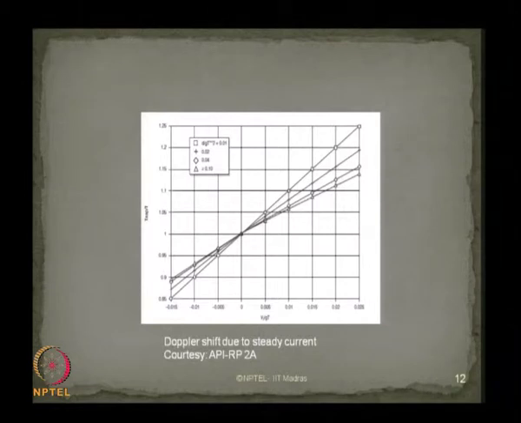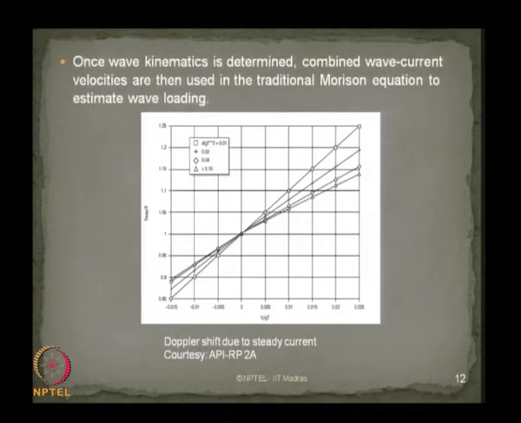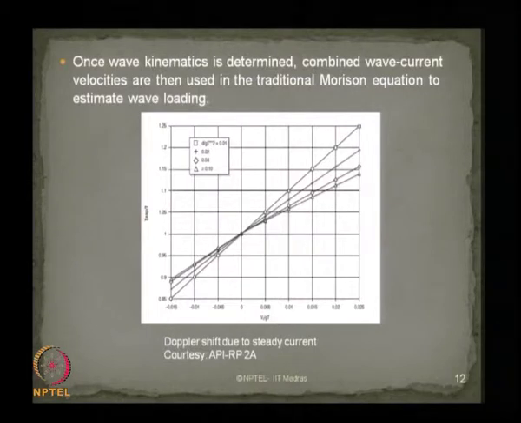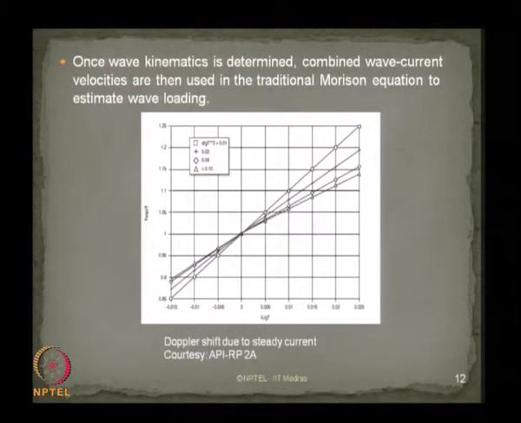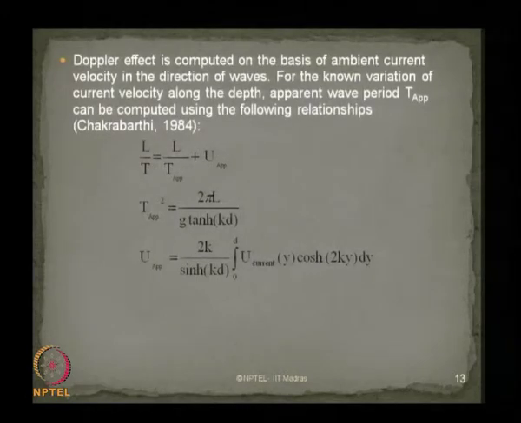Ladies and gentlemen, this figure shows the variation which occurs from the Doppler shift due to steady current, which is taken from API RP2A as a courtesy. So, once the wave kinematics is determined, combined wave and current velocities are then used in the Morrison equation to estimate the wave loading. In the absence of this detailed analysis of Doppler's effect on stretching of waves because of the presence of current, the Doppler's effect is computed on the basis of ambient current velocity in the direction of waves, as you saw in the last slide.